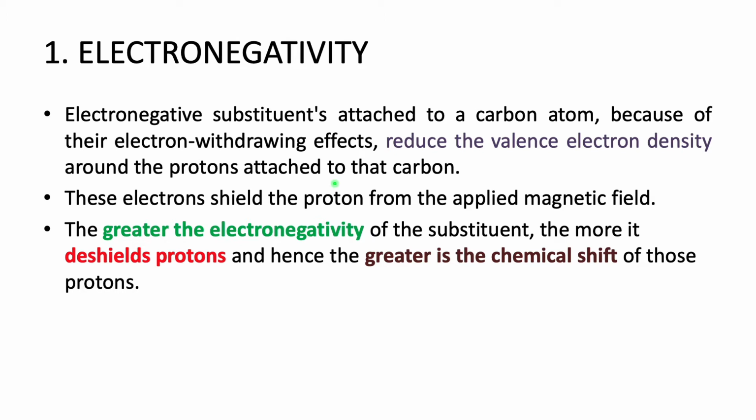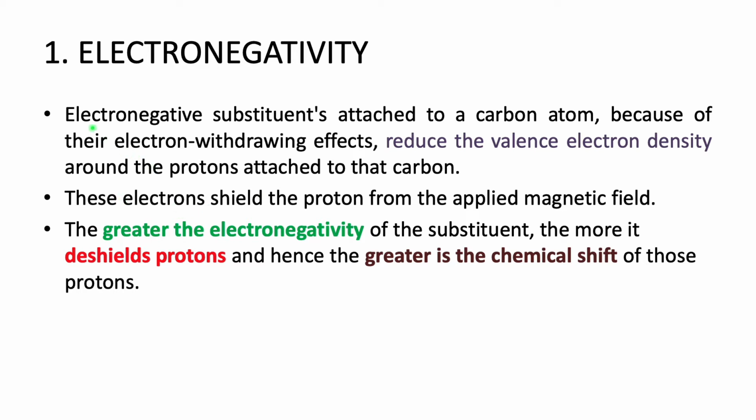These electronegative substituents, because they are highly electronegative, withdraw electrons towards themselves, and by this process they reduce the electron density across the proton, and thus the proton experiences a loss of electron density over itself. These electrons usually shield the proton from the applied magnetic field. The electrons surrounding the proton shield these protons from the applied magnetic field.